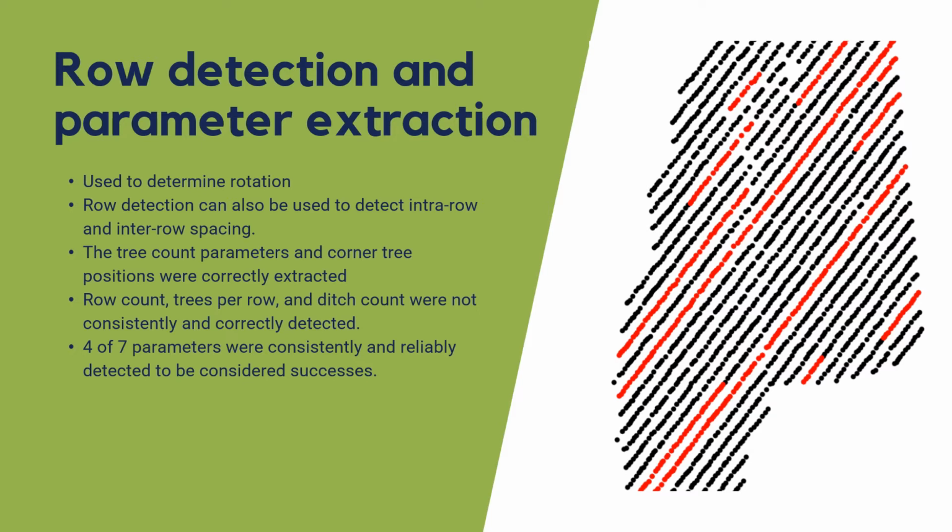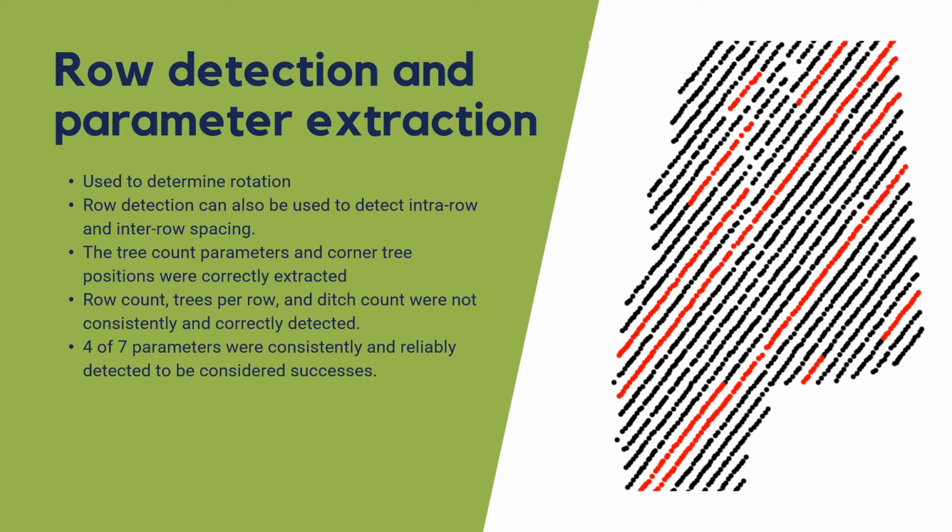The algorithm was built by using KD trees to find the closest points and then measuring the angle between points to see if they fall within the same row. You can see on the right that the detected points are in red. The algorithm did not always detect a full row, but it detected enough to solve for the rotations.